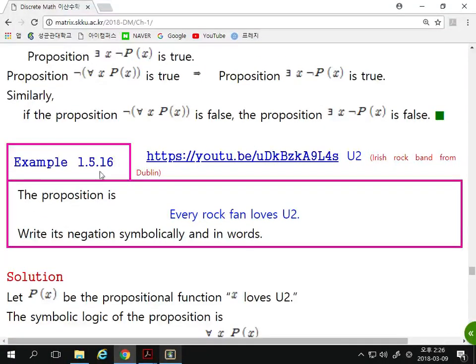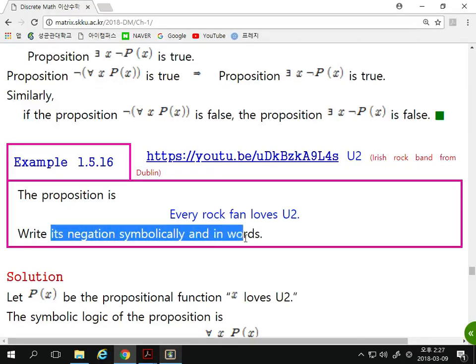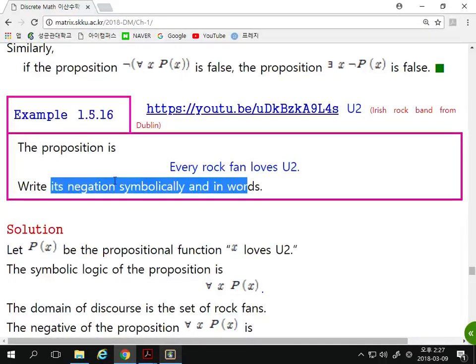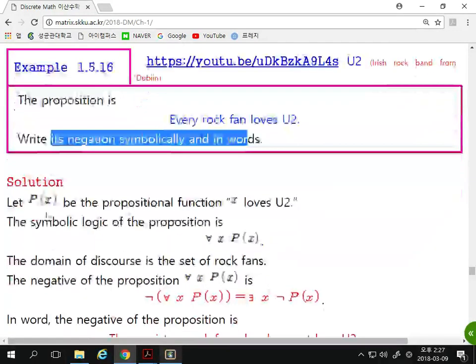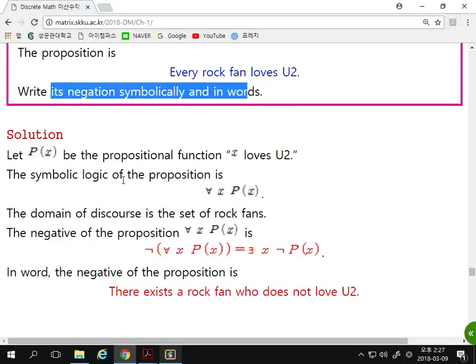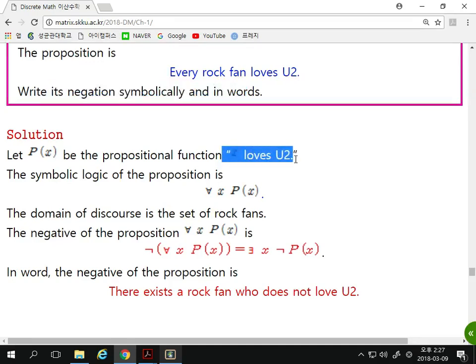Next, the proposition is: every rock fan loves U2, and U2 is an Irish rock band from Dublin. Write this negation symbolically and in words. Here, P of x is a propositional function that x loves the rock band U2. Then the symbolic logic of the proposition is for all x, P of x. That's this sentence, this proposition.